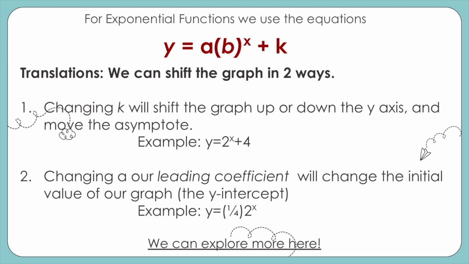Changing our leading coefficient will change the initial value of our graph, so the y-intercept, for example. So we'll have y equals 1/4 times 2 to the x power. That's going to cause our graph to go down on the y-axis, so down to 1/4, and our graph will be more curved outwards as opposed to our original parent function of 2 to the x power. Now let's try and do some of these on our own.